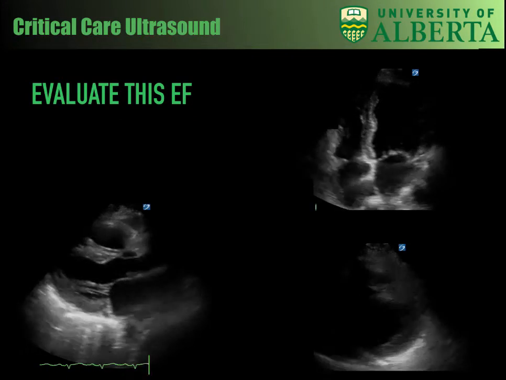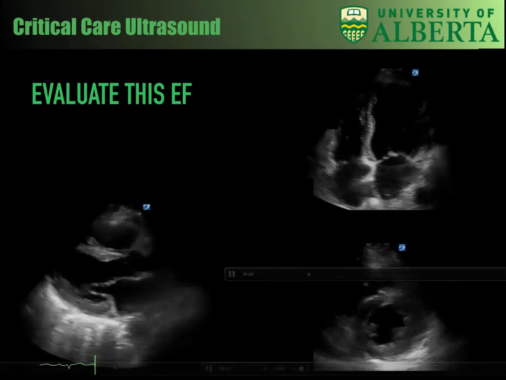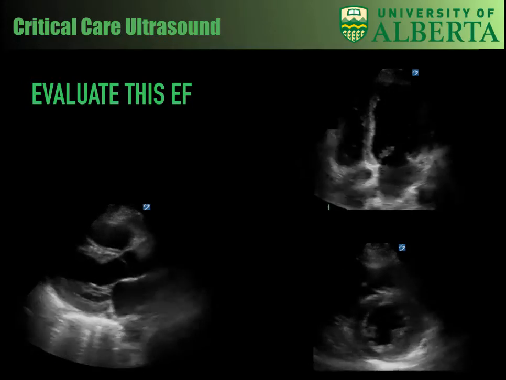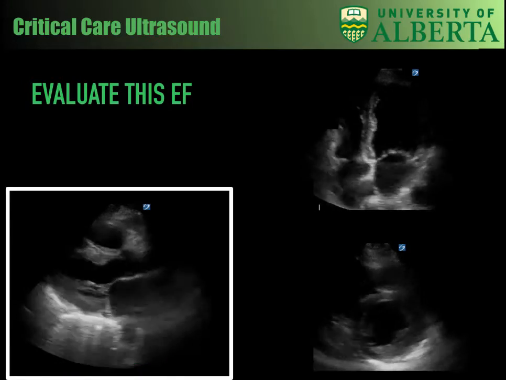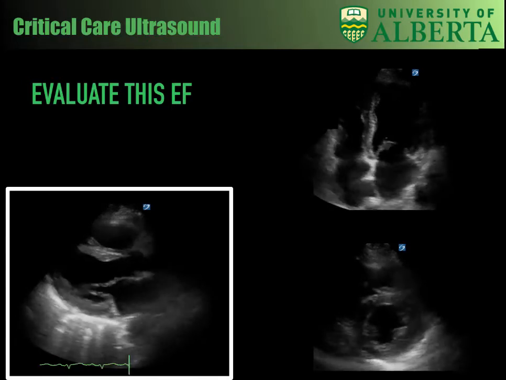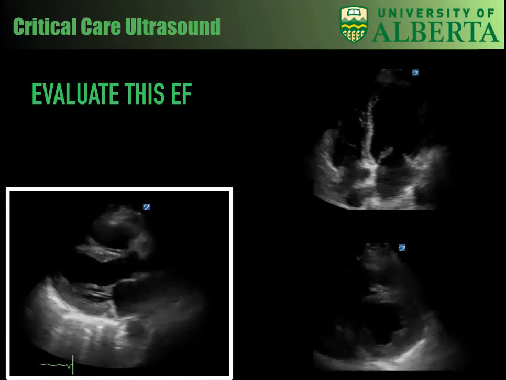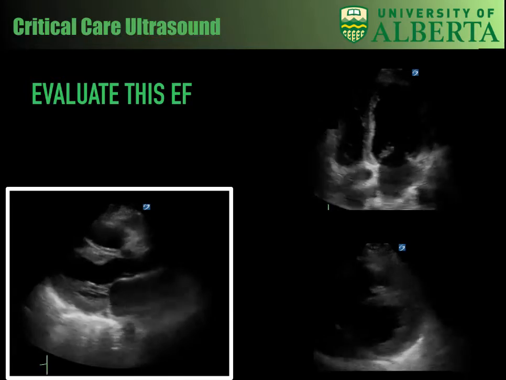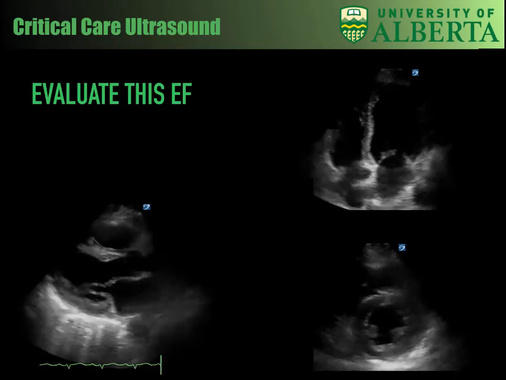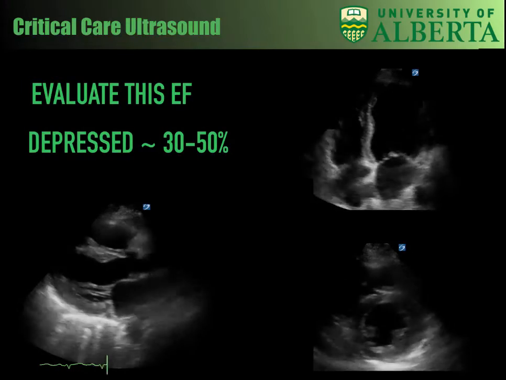Here's another ejection fraction. We have three views: parasternal long axis, apical four-chamber, and parasternal short axis. So if we look here on the parasternal long axis, I would suggest that there is reduced LV thickening and also reduced EPSS, which would place us in the category of a reduced ejection fraction. And overall, I would suspect that this would be a likely depressed ejection fraction. And so this would place in the category of 30 to 50%.